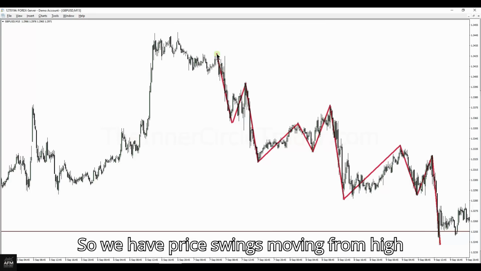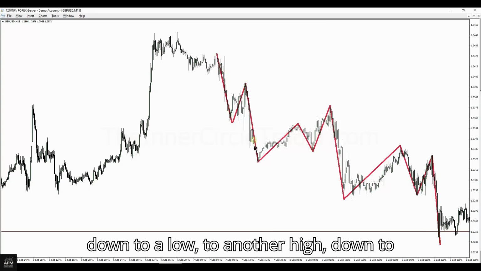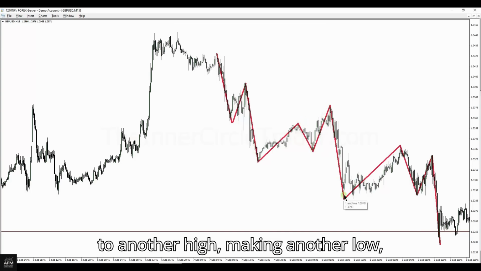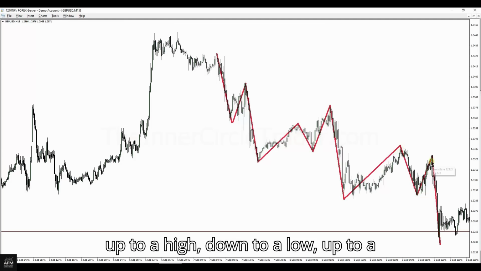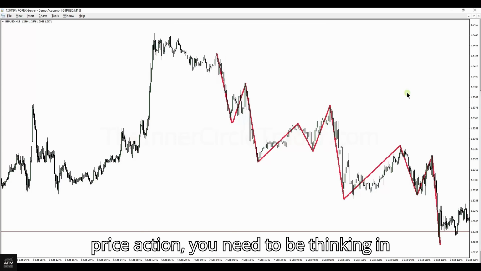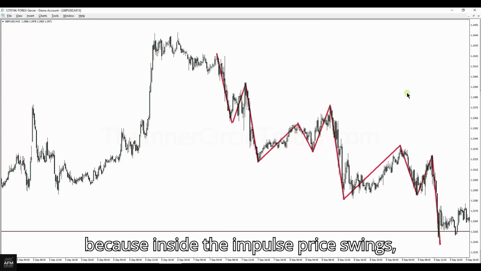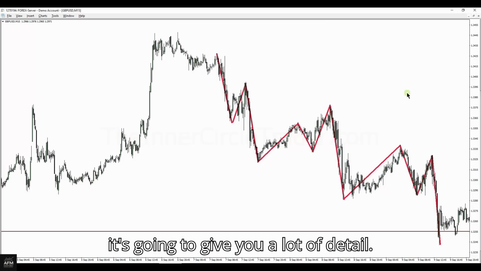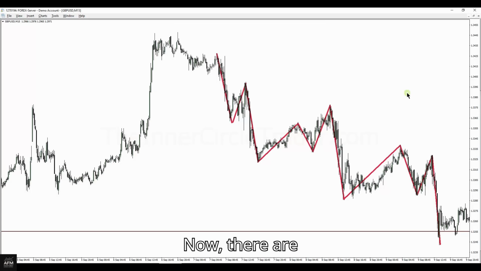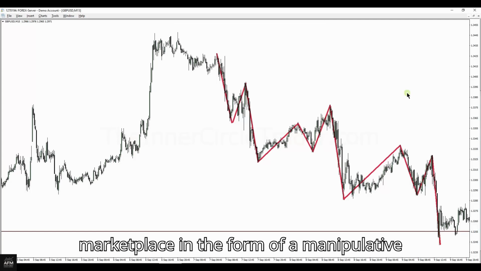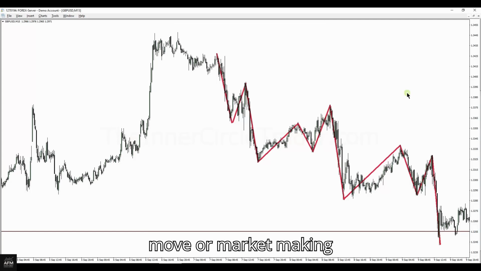So we have price swings moving from high down to a low, to another high, down to another low, to a high, to a low, to another high, making another low, up to a high, down to a low, up to a high, down to a low. When you look at price action, you need to be thinking in terms of impulse price swings, because inside the impulse price swings, it's going to give you a lot of detail. Now, there are smaller, more specific impulse price swings that have a lot more influence over the marketplace in the form of a manipulative move or market making manipulation.